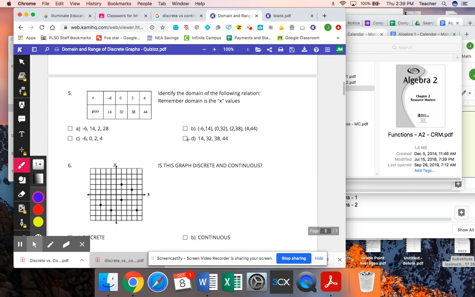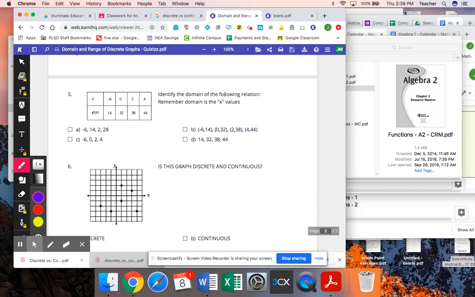And let's keep it moving. If I have this table, identify the domain of the following relation. Remember, the domain is the x values. So all I'm really looking for is a list of numbers that represent the domain. All right, it's -6, 0, 2, 4. I know these things have the points, but that's not the list of the domain. That is the whole relation itself. That's not the answer here.